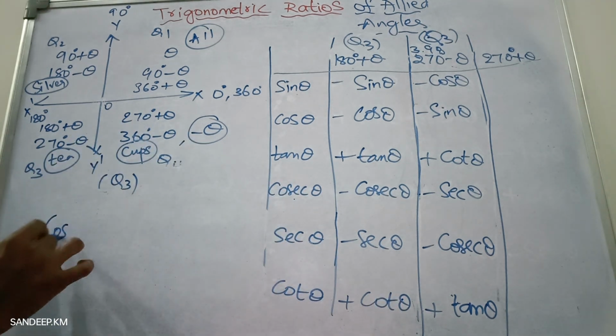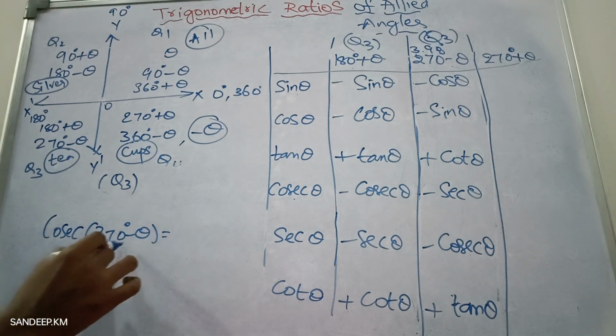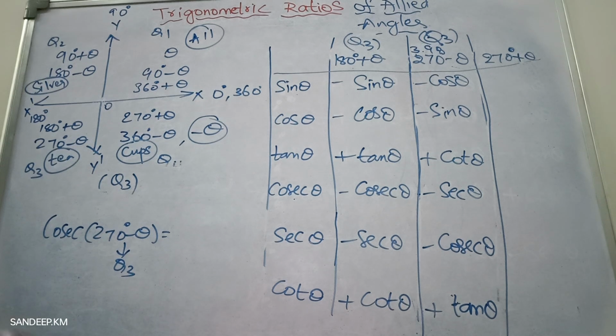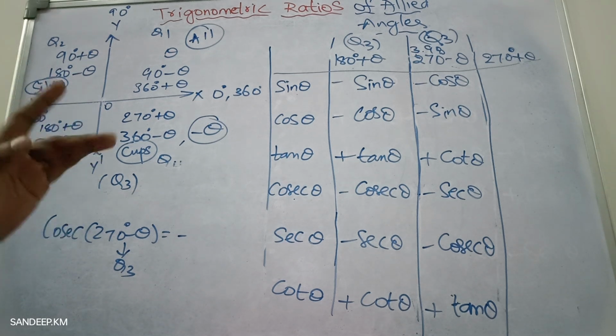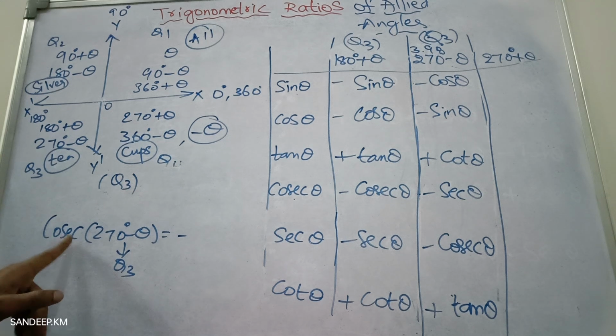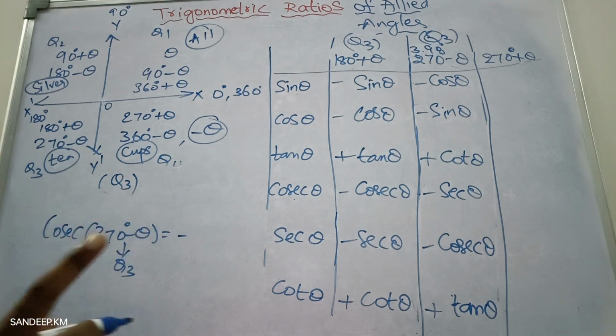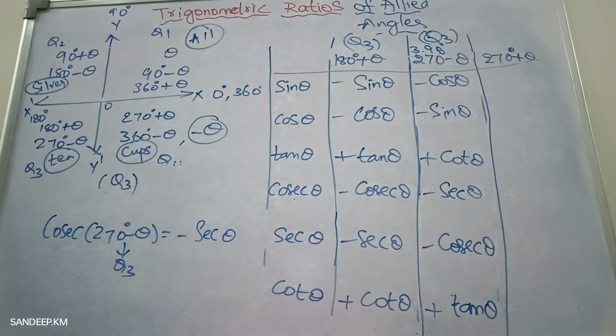How do we understand this? For example, we have cosecant of 270 degrees minus theta. So 270 minus theta is an angle in the third quadrant, and cosecant theta is negative in the third quadrant because only tan theta and cot theta are positive in the third quadrant. Only cosec theta will be negative there, so minus sign. 270 degrees is an odd multiple of 90, so cosec theta will become sec theta.